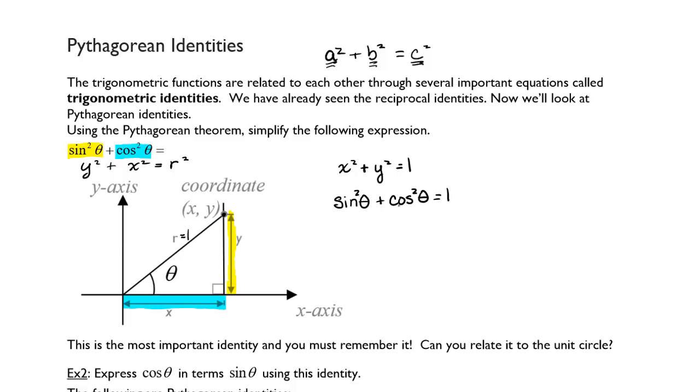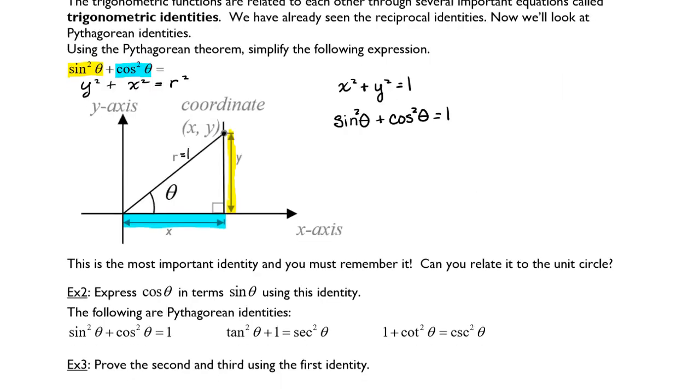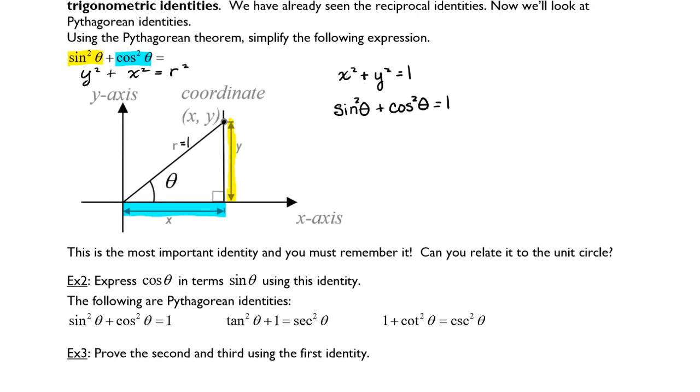And this is your first identity, and from that identity we can derive two others. This is the most important identity, and you must remember it. It's absolutely crucial. So let's go ahead and highlight that one. If there's any identity that you memorize from this handout, this is the one you should memorize.